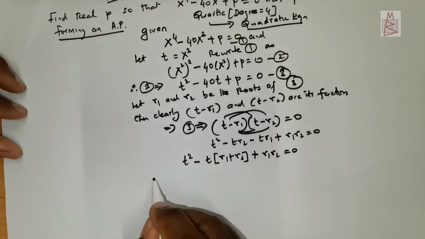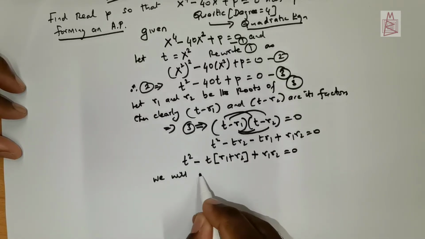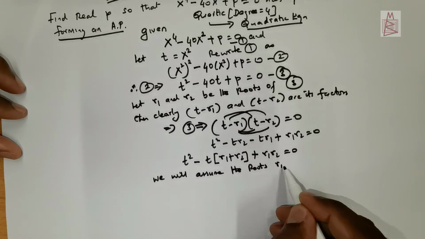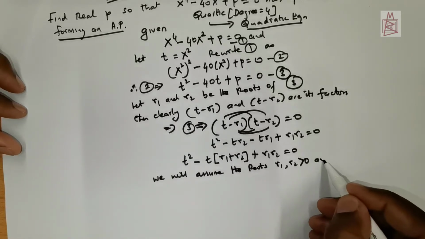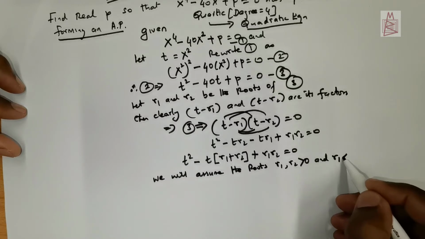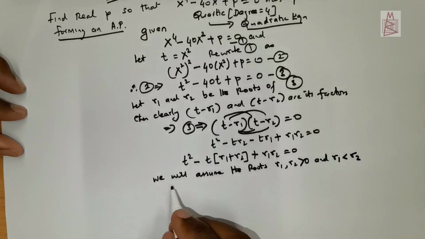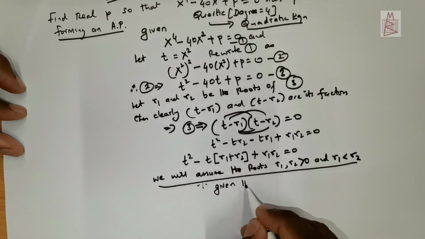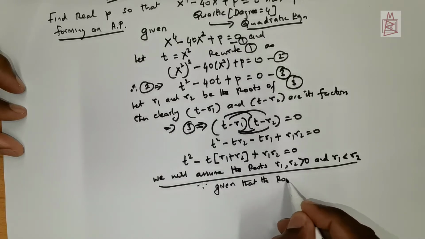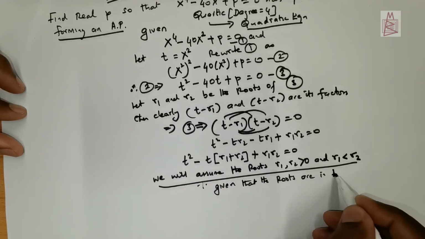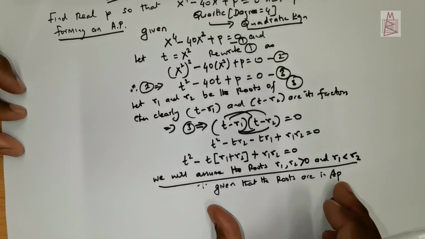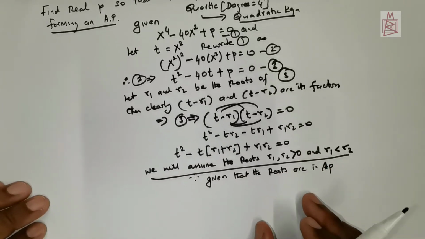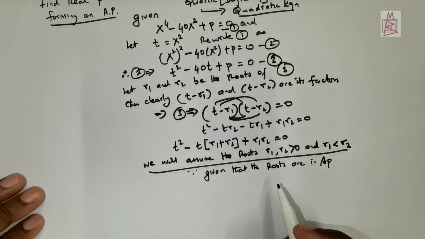Now we will assume the roots R1, R2 to be greater than 0 and R1 is less than R2. This is the assumption we are making. Now why are we making it? Since it is given that the roots are in AP, in arithmetic progression, this is a perfectly valid assumption. Now, having made this assumption, we will proceed.